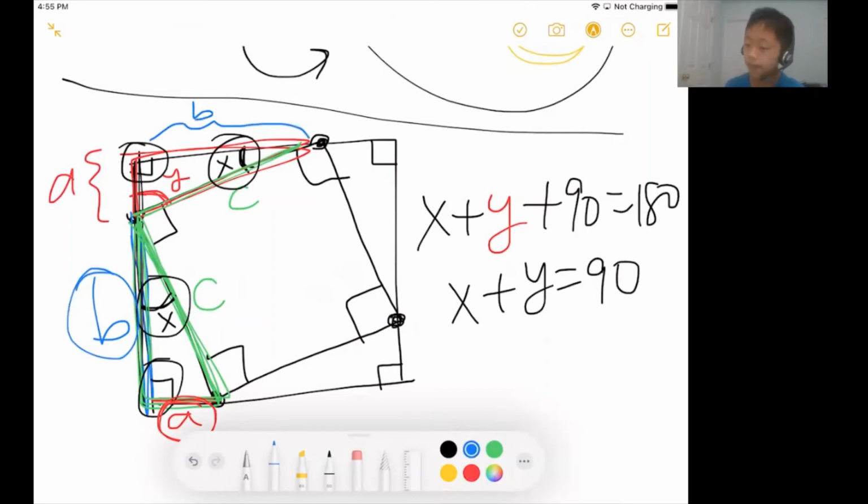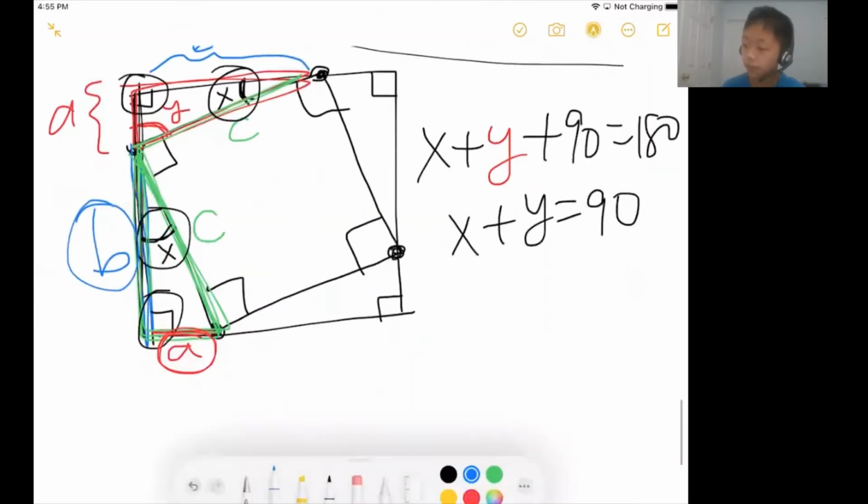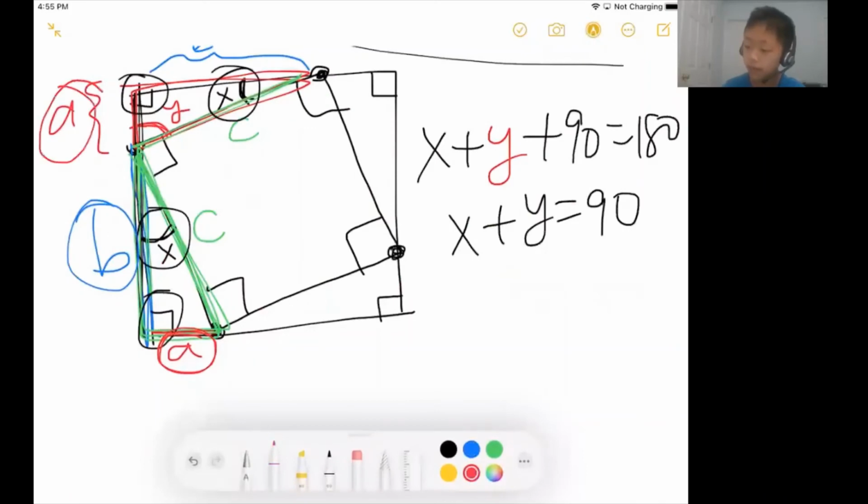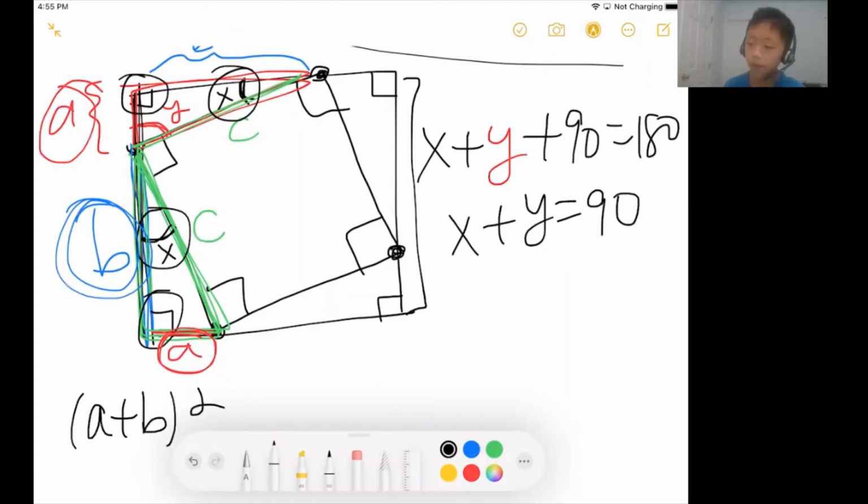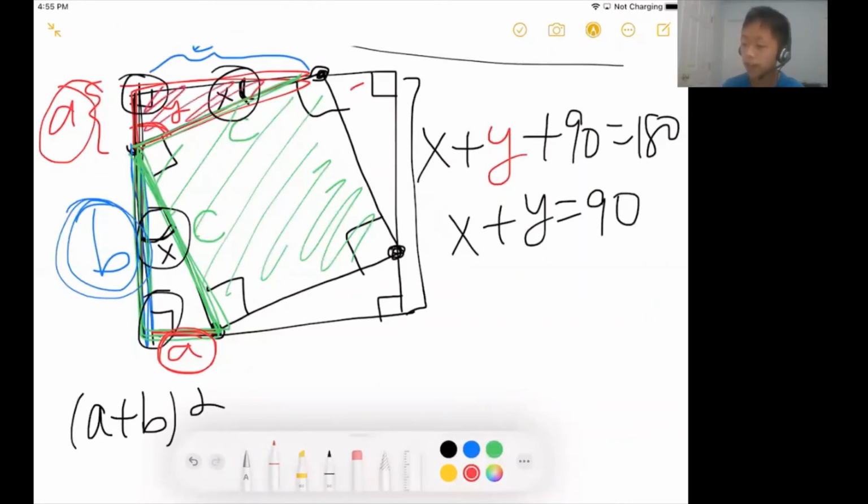So the reason this is helpful is because if we know this has length A and this has length B, then the side length of the big square is going to be A plus B, right? So this entire side length is A plus B. So the area of the big square is just the side length squared, which is A plus B squared. But we can also calculate the area of the big square in another way. We can take the area of the green square and add the areas of these four red triangles. That's another way to find the area of the big square.